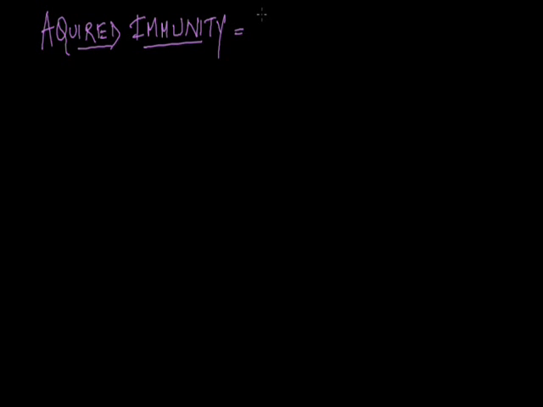We have discussed the innate immunity. Now today we are going to start the acquired immunity. As we have already discussed, there are two types of immunity, innate and acquired. Acquired is also known as adaptive immunity, and it is also a specific immunity.